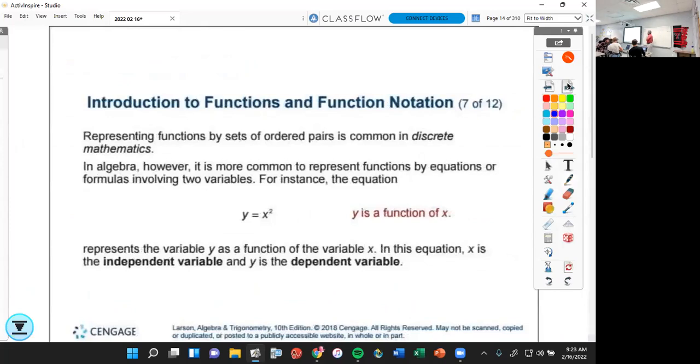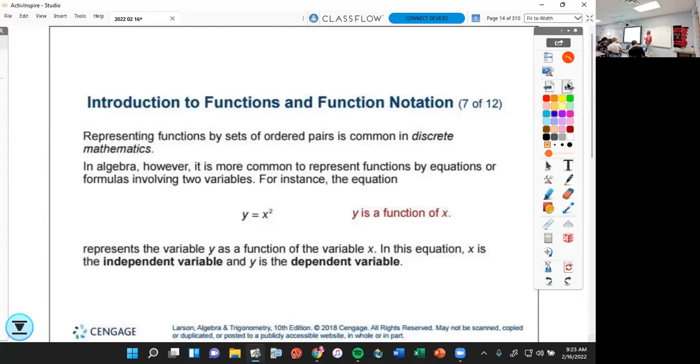If I just have a set of points, this is called discrete. Okay, just a bunch of points, that's discrete. If I have a function, most of the times, like a polynomial function, such as the one shown, y equals x squared, that would be a continuous function.